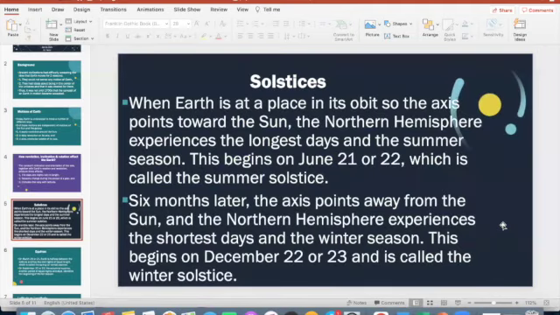All right, so we have the different solstices. When Earth is at a place in its orbit where the axis points towards the sun, the northern hemisphere experiences longer days and the summer season. This begins on June 21st and 22nd, and this is called the summer solstice. And 6 months later, the axis points away from the sun, and the northern hemisphere experiences shorter days and the winter season. This begins on December 22nd and 23rd, and that is called the winter solstice.